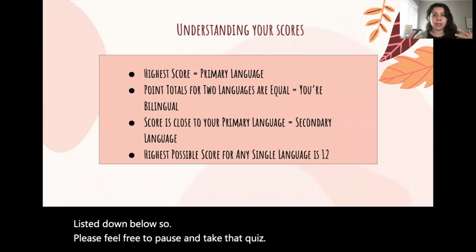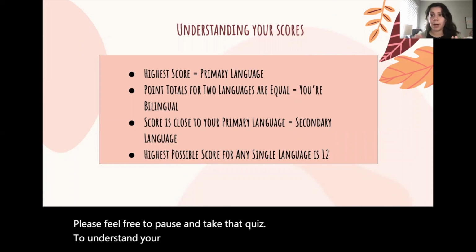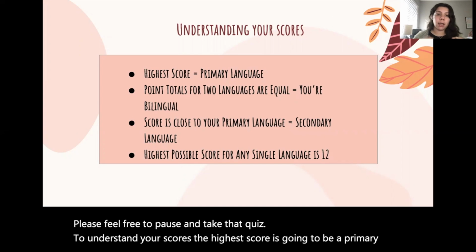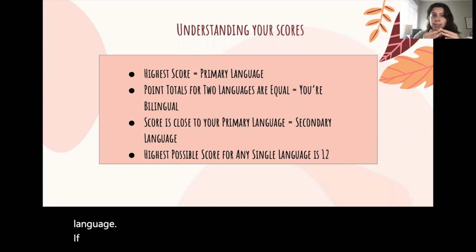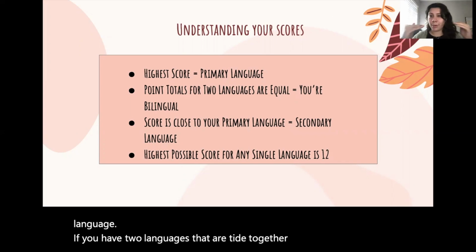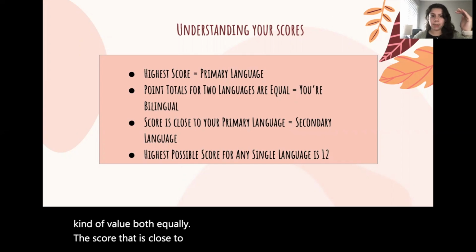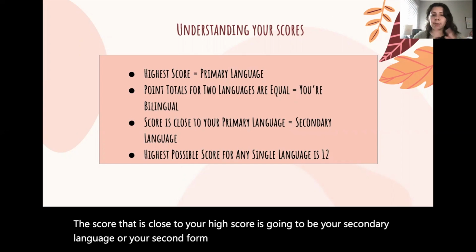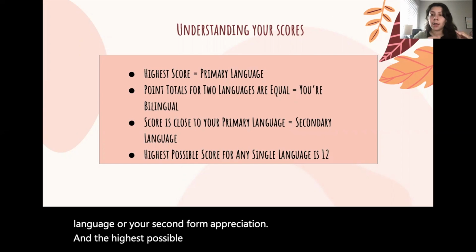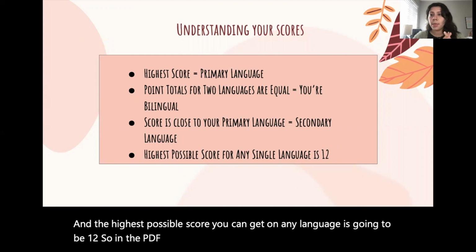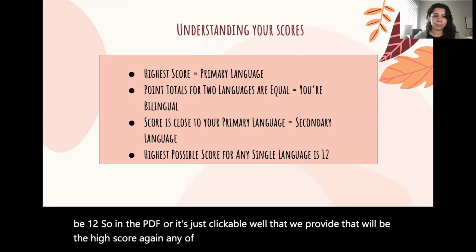To understand your scores, the highest score is going to be your primary language. If you have 2 languages that are tied together, it just means that you value both equally. The score that is close to your highest score is going to be your secondary language or your second form of appreciation. The highest possible score you can get on any language is going to be 12. So in the PDF where it's just clickable, that we provide, that will be the highest score you can get in any of these languages.